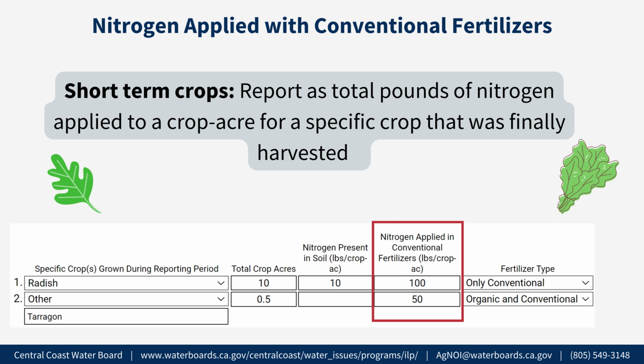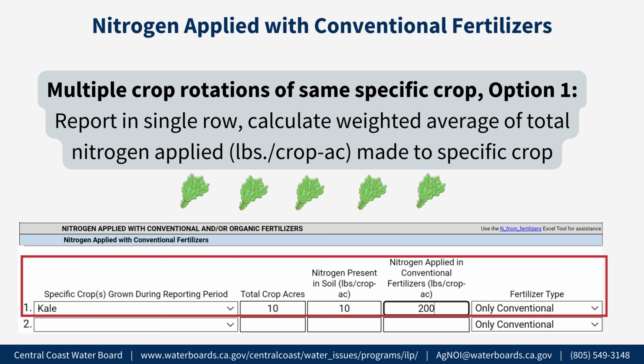For short-term crops like arugula or kale, this information must be reported as the total pounds of nitrogen applied to a crop acre for a specific crop grown on the ranch during the reporting period that was finally harvested, or the kill date. In the case of multiple crop rotations of the same specific crop, the grower has the option to combine all the nitrogen applied during all crop rotations and report them in a single row.